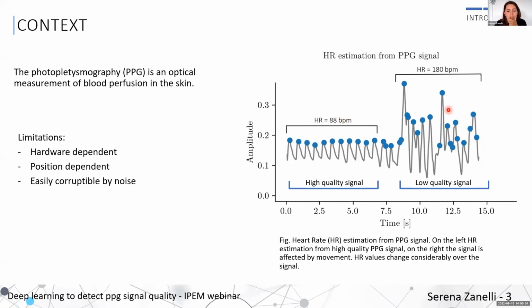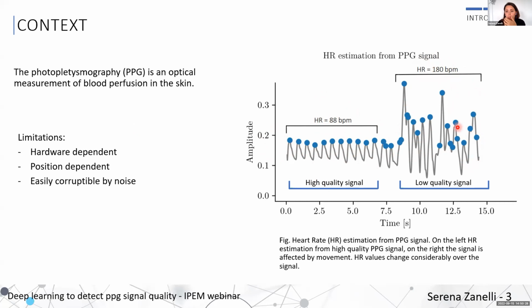As we can see in this figure, this is a signal acquired on the same subject. In this part, the subject is probably not moving, so we estimate the heart rate, and 88 BPM is a physiological value. So everything is fine. But as the subject starts to move, we obtain a heart rate of 100 BPM. It's still physiological, but it doesn't correspond to the real signal. So we do have an error.